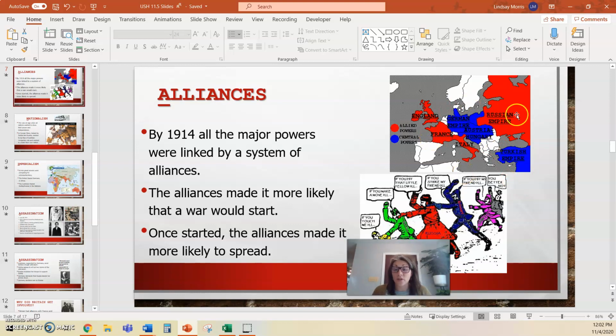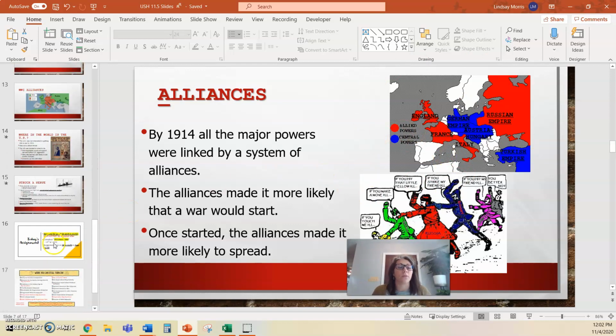And because Italy and France are allies with Russia, they're now at war together. And England gets dragged in as well. So that's why these alliances really play such a key role.